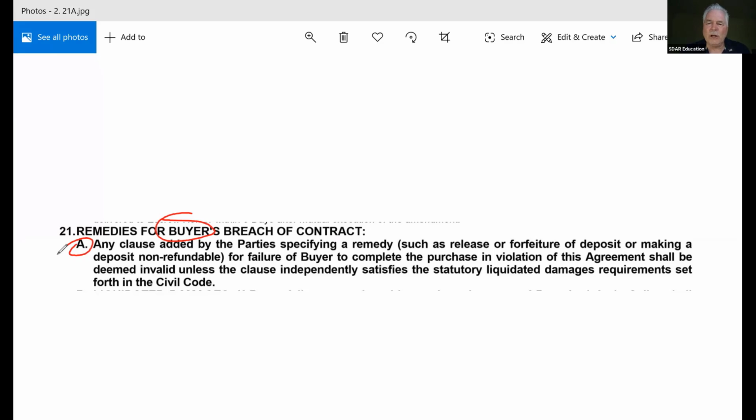It says, any clause added by the parties, being the buyer and the seller, remember, and you may be the one trying to do it, and you are going to become one of the parties if you do it, because essentially you are giving legal advice at this point. But any clause added by the parties specifying a remedy, such as release, forfeiture of deposit, or making a deposit non-refundable. Now, we've all heard this before. The money is to be passed through to the seller. If you pass it through to the seller, then it pretty much looks like it's non-refundable, right? Good luck getting that back again.